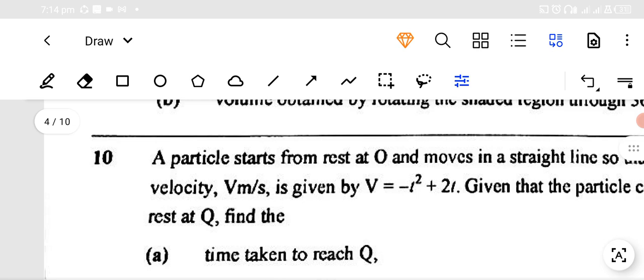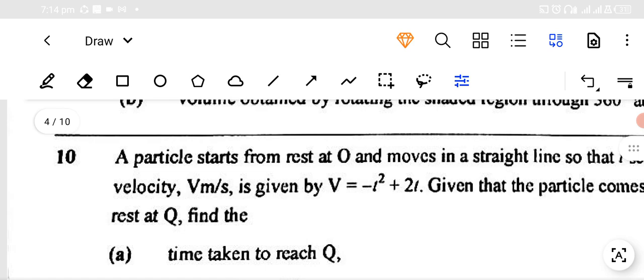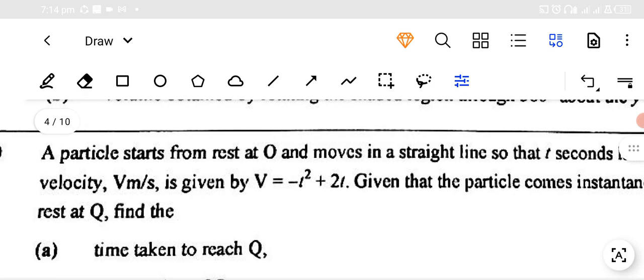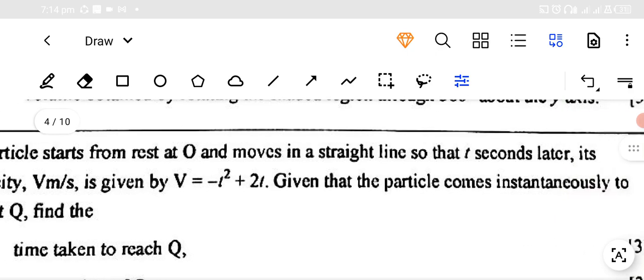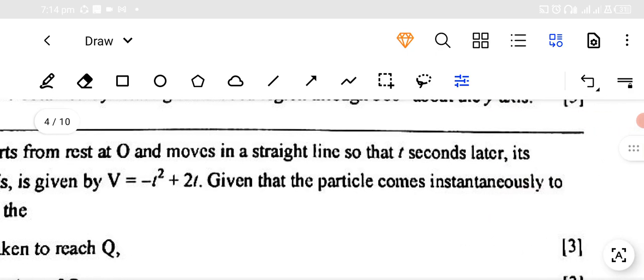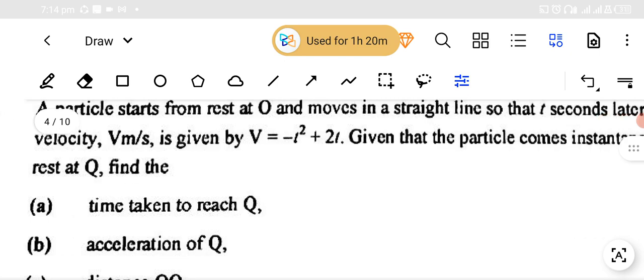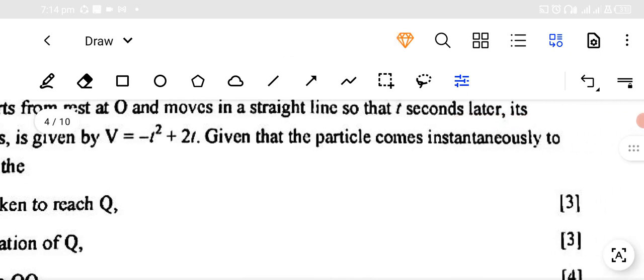Then our last question for this video. A particle starts from rest at 0 and moves in a straight line so that t seconds later its velocity v meters per second. So we can see that it has units, which is meters. Very important to note. It is given by v is equal to negative t squared plus 2t, given that the particle comes instantaneously to rest at q. Find the time taken to reach q. Very rich information has been given here.